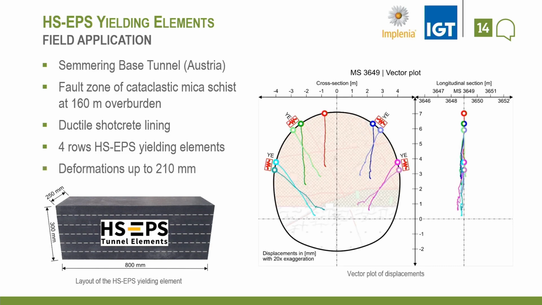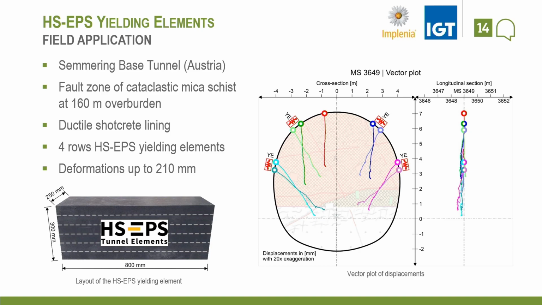In such ground conditions, of course, you have to apply the observational approach with monitoring data interpretation and daily monitoring. You can see the installation of the 4 yielding elements, and with these displacement vectors, we could measure 210 millimeter of displacements. This means it was a good decision to use and apply a ductile shotcrete lining, because probably with a stiff lining it would get cracks or would fail.